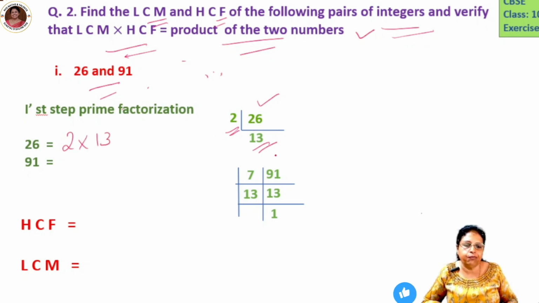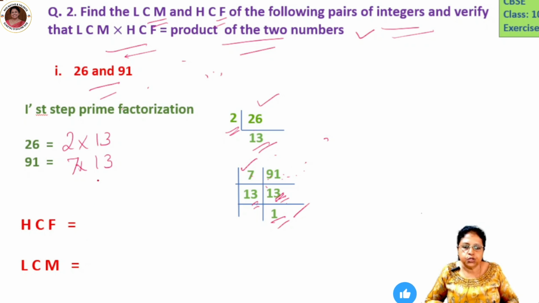The next is 91. You know 9 plus 1 is 10, so 2, 3, 5, all these are not factors here. So you can write 7. 7 ones are 7, 2, 21. 21 can be divided by 7, that is 3. Okay. So 13 is the quotient. 13 is a prime number. 13 divided by 13, we get 1 here. Okay. So the prime factors are here 7 times 13.